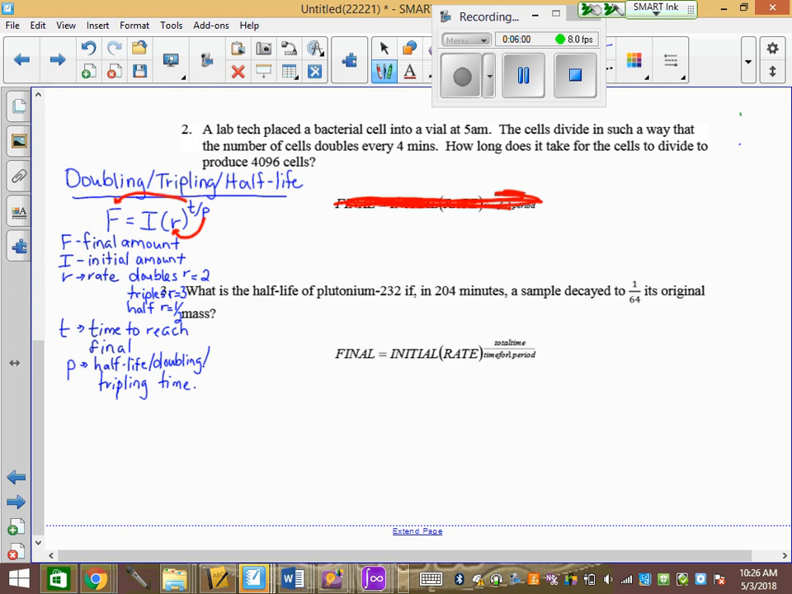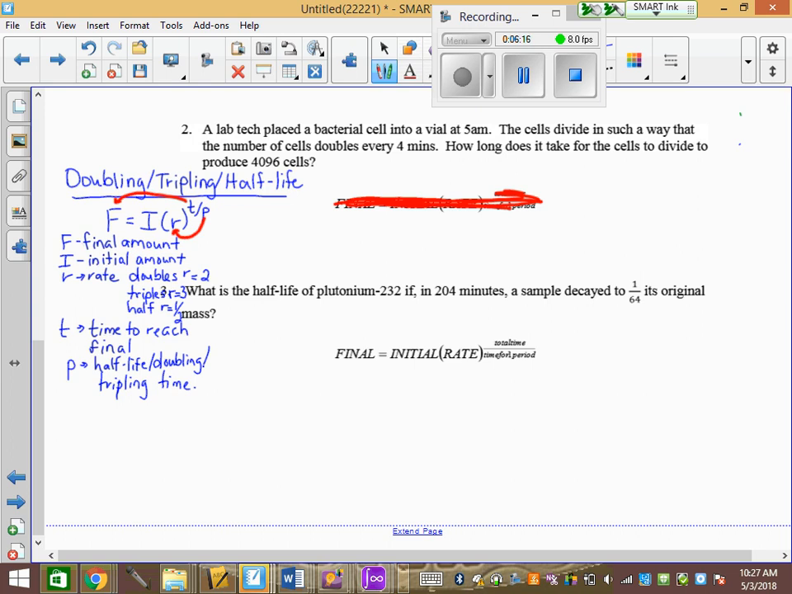The rest have to be known. Correct? We have an F, an I, an R, a T, and a P. So we have to have 4 out of 5 or we can't solve this. They could just ask us for the equation of something if they didn't give us everything, but they can't ask us to solve for something unless we have 4 out of 5 things.